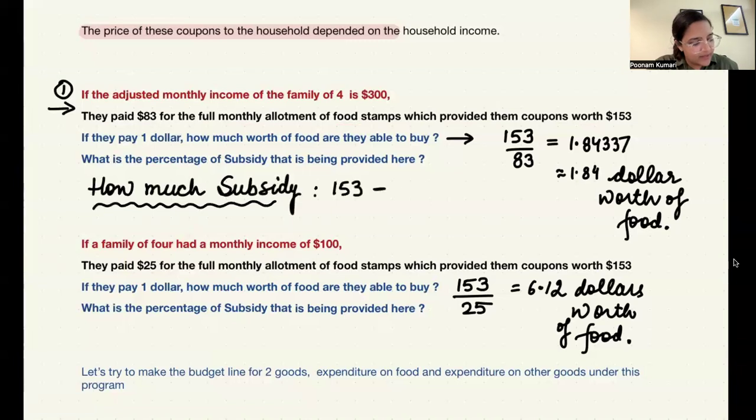You said 153 minus 83. So actually you were supposed to pay 153, but you only paid 83. So who paid for the rest? The government, right? And if you have to find the percentage of subsidy, then what should I divide it by? 153, yes, ma'am, because that was my original product cost, right?